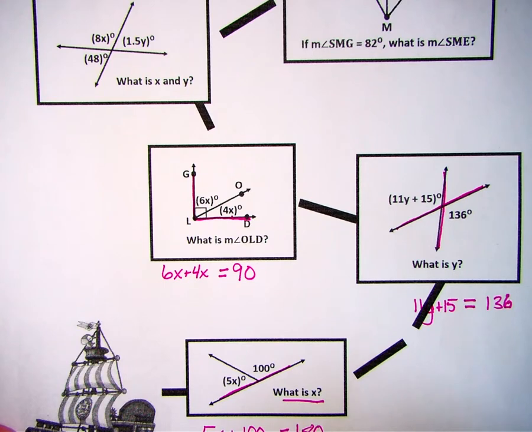Now again, this is simple 6th grade math. We combine like terms. 6x plus 4x is 10x. And then we divide both sides by 10.